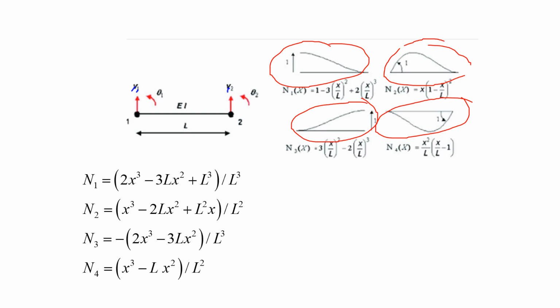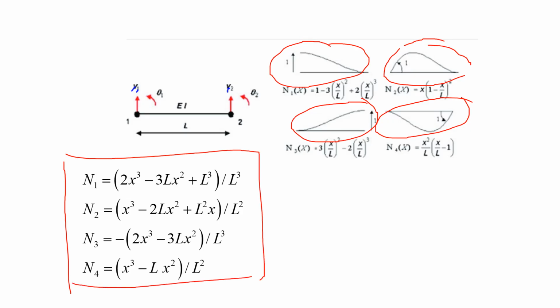So n1, n2, n3, n4 are the shape functions. Hermite shape functions are beam shape functions. These are the important shape functions.